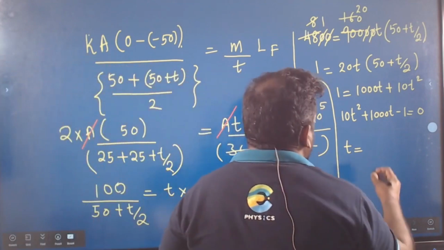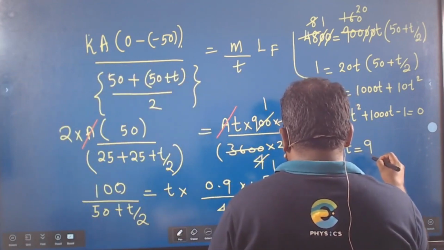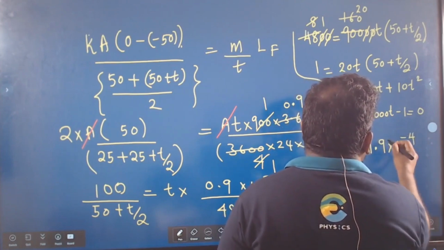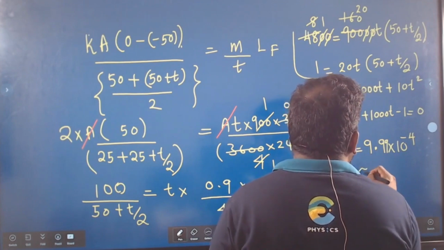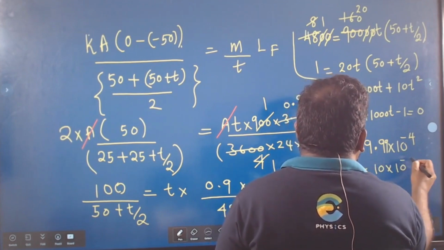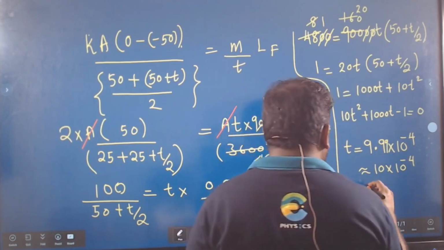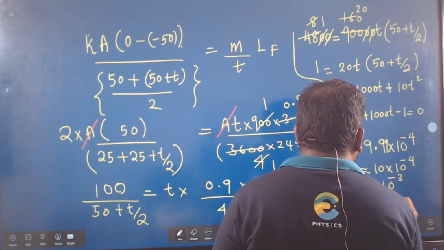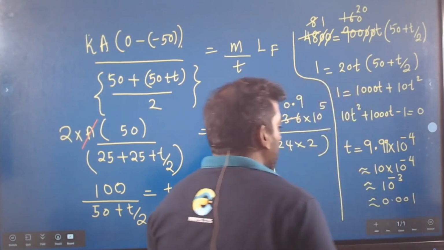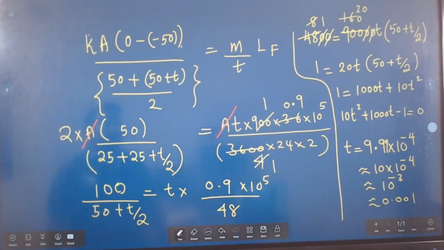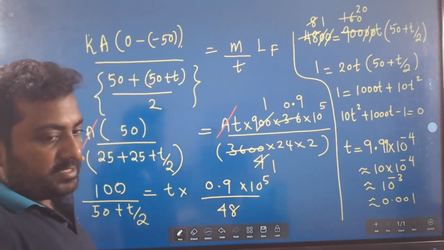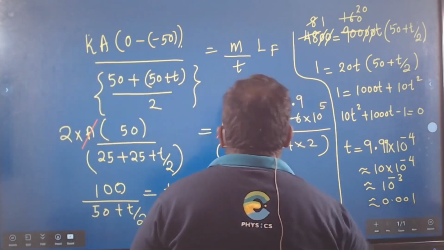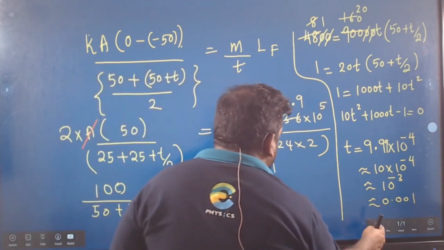Here, 9.99 times 10 to the power minus 4. That's approximately 10 to the power minus 3, 0.001. Okay. So this is one way of representing it, 0.001 for the third decimal place. There is also another way to solve this.